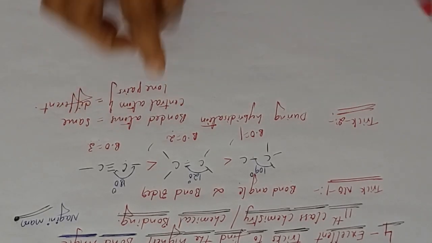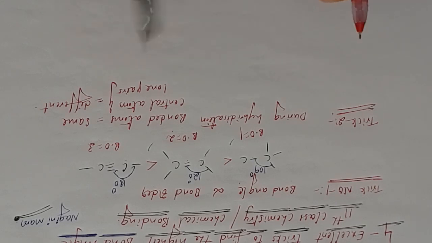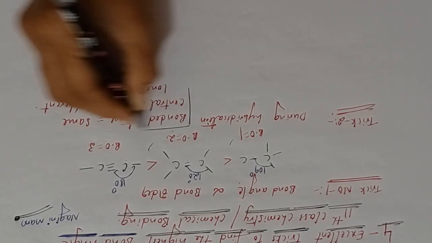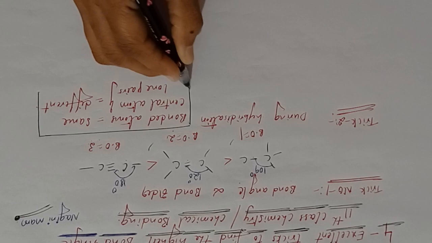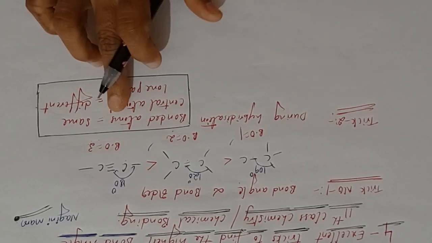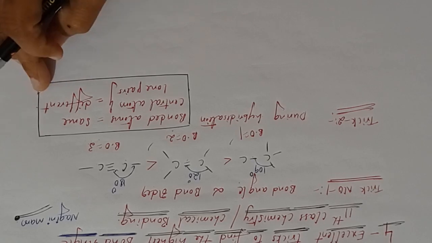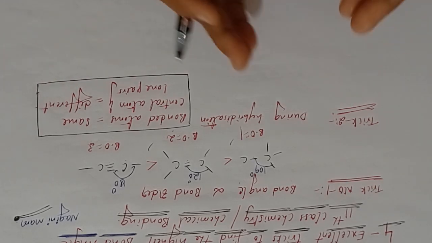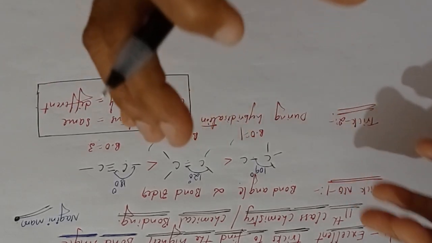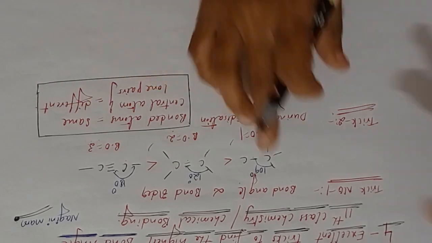Understanding? Bonded atoms same. Understood? This is a very important trick. You have to remember this. Clear, students? Bonded atoms same, central atom and lone pairs different. So what is the trick you have to follow here?